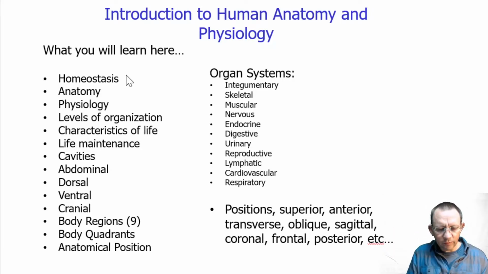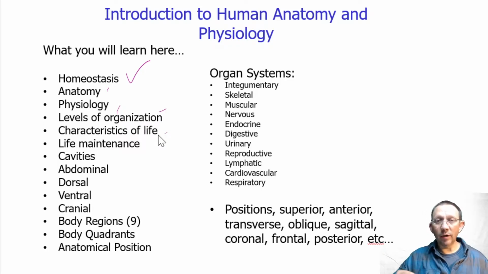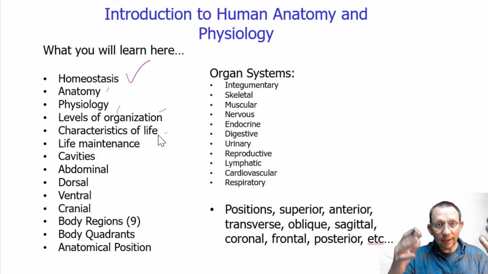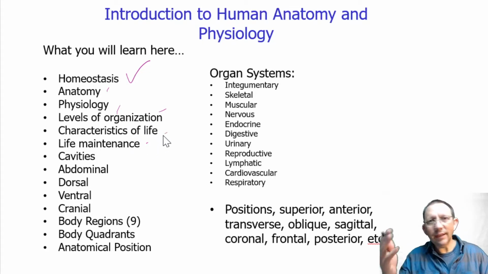Okay, so we're going to go over some things like homeostasis, the definition of anatomy and physiology, and the levels of organization, which is how we determine how things are split up. Then we're going to do the characteristics of life. Now this is a good hot topic, especially these days, because we're trying to figure out exactly what's going on and what is something that's alive. It's kind of cool. Life maintenance, or once you find out something's alive, how do you keep it alive, right?